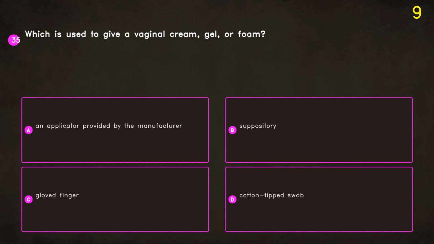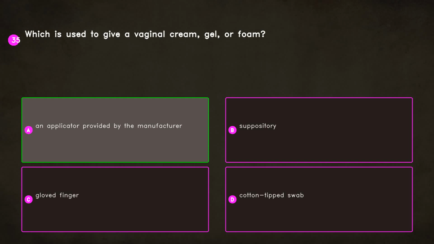Question 35. Which is used to give a vaginal cream, gel, or foam? A. An applicator provided by the manufacturer. B. Suppository. C. Gloved finger. D. Cotton tip swab. The correct answer is an applicator provided by the manufacturer.